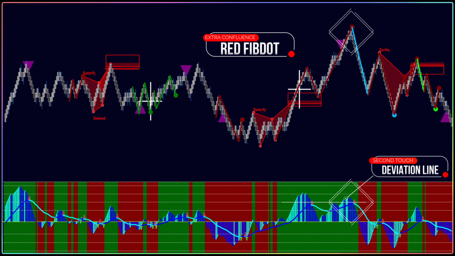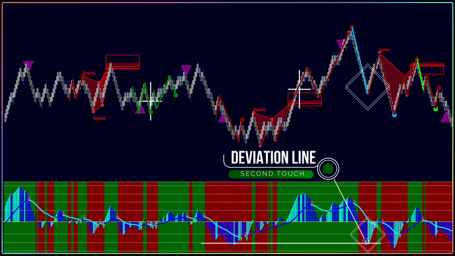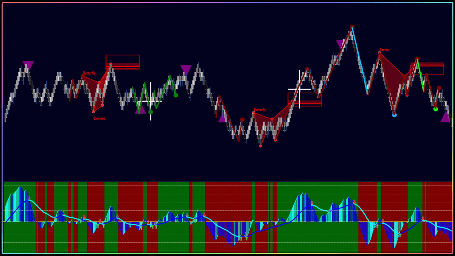Once price reaches a deviation line, what's next? The next step in the order of operations is to use ripple charts for confirmation, ensuring the best possible entry for a reversal trade.